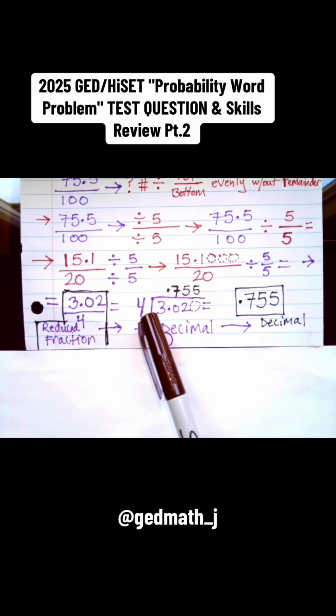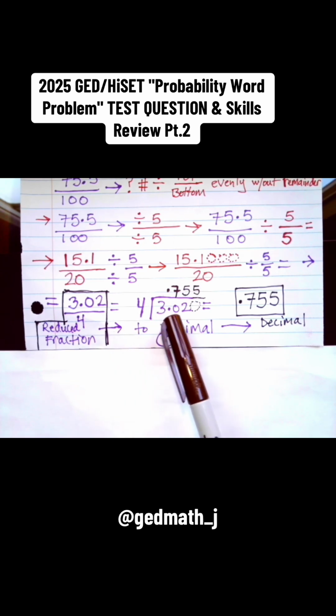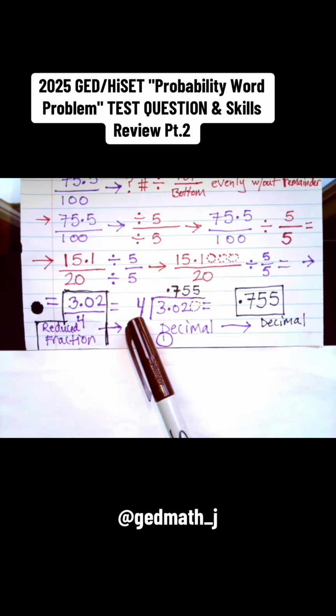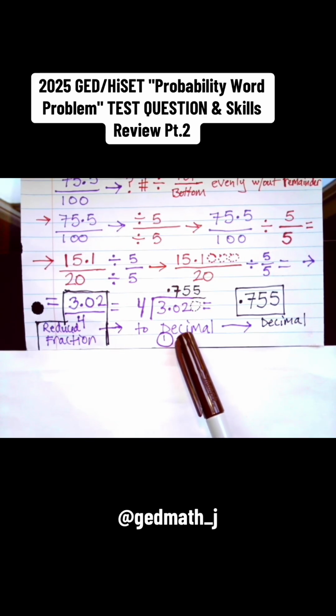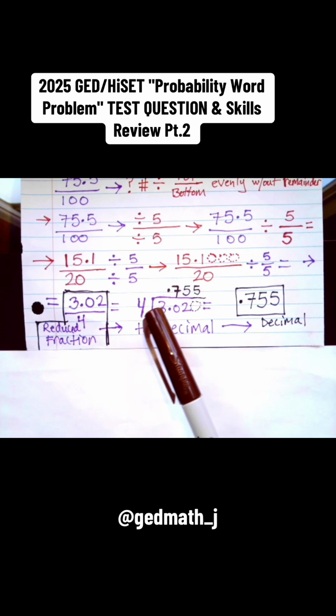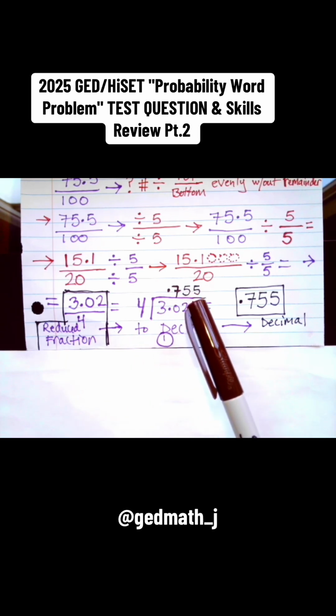Now I need to figure out what number times 4 gets me closest to 30 without going over that number of 30. And I know 4 times 7 gives me 28. I'll subtract 28 from 30, and that gives me 2 as a remainder. I'll bring down another 2. I know 4 times 5 is 20. I'll subtract 20 from 22, bringing down the 0, and 4 times 5 is 20. So I've converted this fraction into a decimal, 0.755.